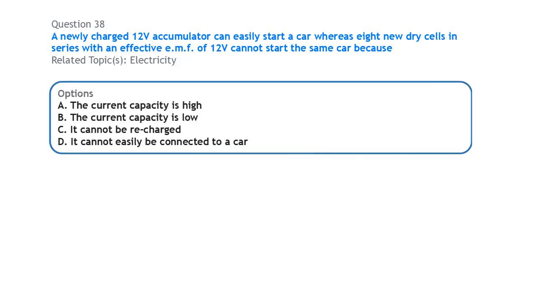Next question: a newly charged 12-volt accumulator can easily start a car, whereas 8 new dry cells in series with an effective EMF of 12 volts cannot start the same car because?